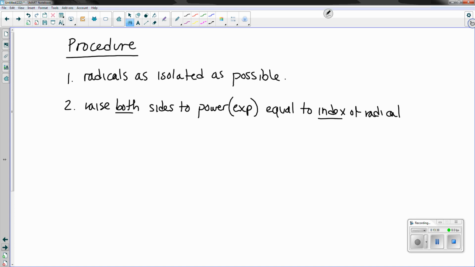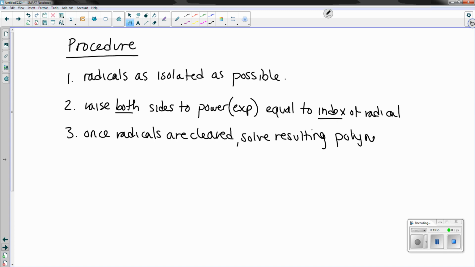And then once all the radicals have been cleared, we're going to solve the resulting polynomial. Once we have solved that, check your answers for extraneous solutions.